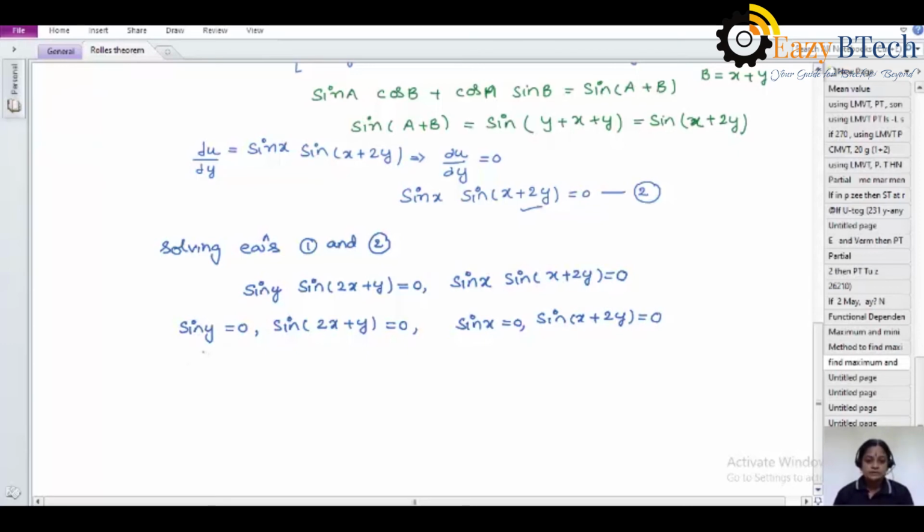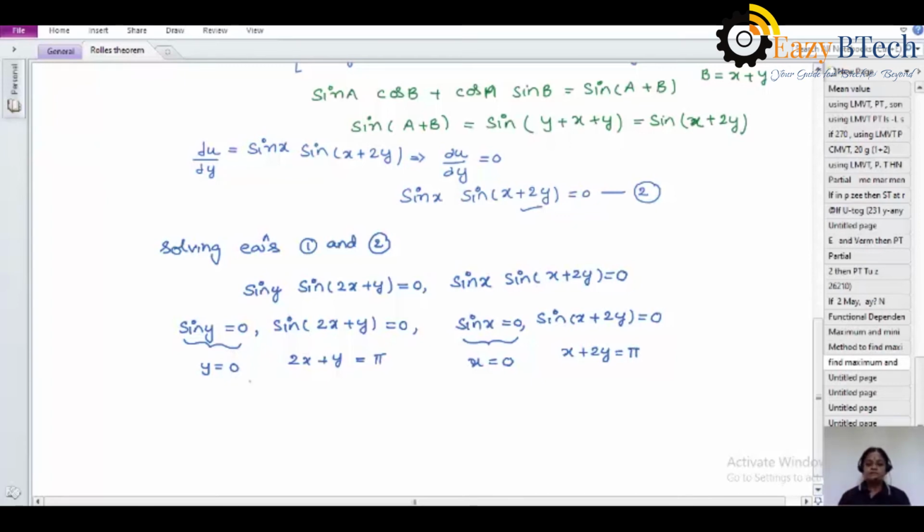Okay, so now according to this equation, we will get the value of y is equal to 0, and by using this equation, we will get the value of x is equal to 0 here. And for this function, 2x plus y is equal to pi and x plus 2y is equal to pi, because the sine term will be equal to 0 for the first value 0 and plus or minus n pi. So n pi means for pi the sine trigonometric term is 0, for 2 pi 0, for 3 pi 0, and for 4 pi also 0.